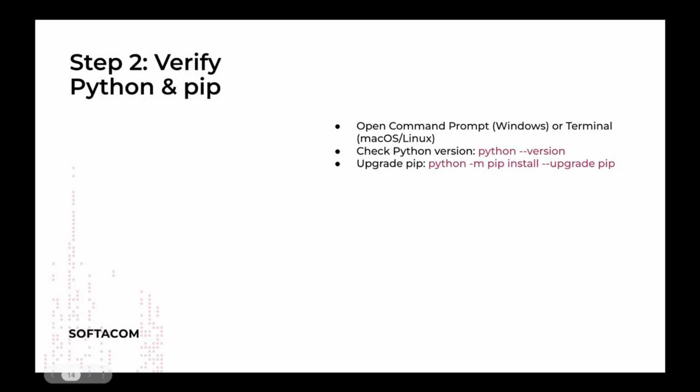Then you need to verify Python and PIP. First, open Command Prompt if you're on Windows, or Terminal if you're using Mac OS or Linux. Then check your Python version by running python --version. After that, upgrade pip by running python -m pip install --upgrade pip.